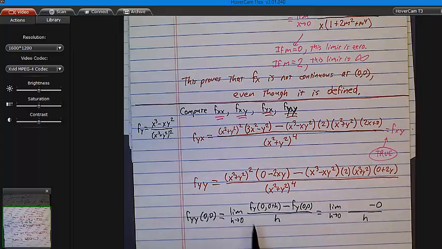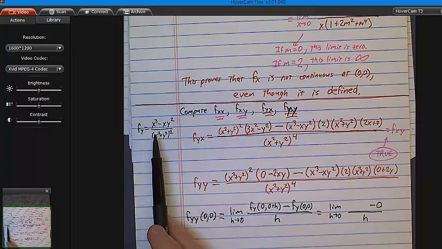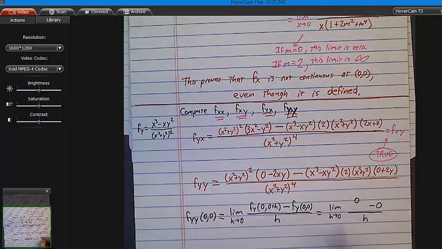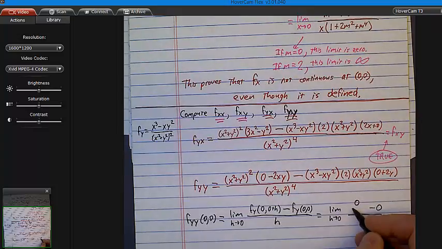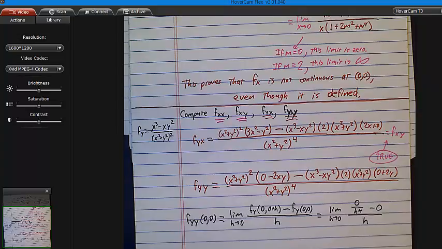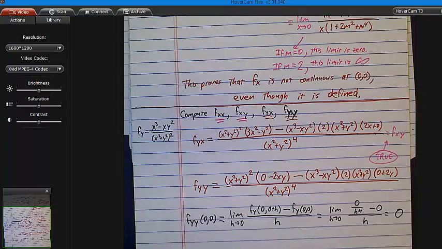What's the something? I need f_y of (0, h). Now guys, there's the formula. If I plug in (0, h), I get 0 in the numerator. And don't I get h to the fourth in the denominator? Isn't that right? So I get 0 over h, which is 0. So see, it does exist. f_yy.